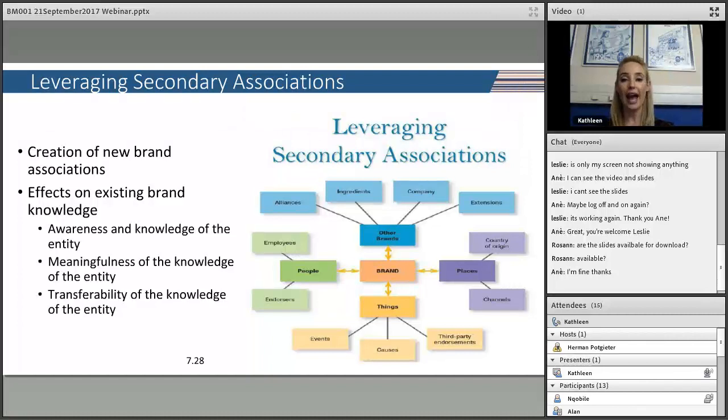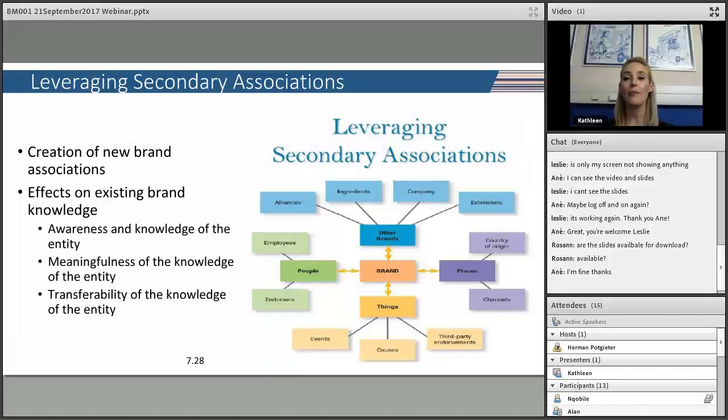So looking at our leveraging. Leveraging focuses on the creation of new brand associations. So we have established how we want people to feel about our brand, and we are then able to attach associations from other places to enhance our overall brand knowledge and image. It affects your existing brand knowledge by increasing awareness, which we know is an integral part of brand equity.